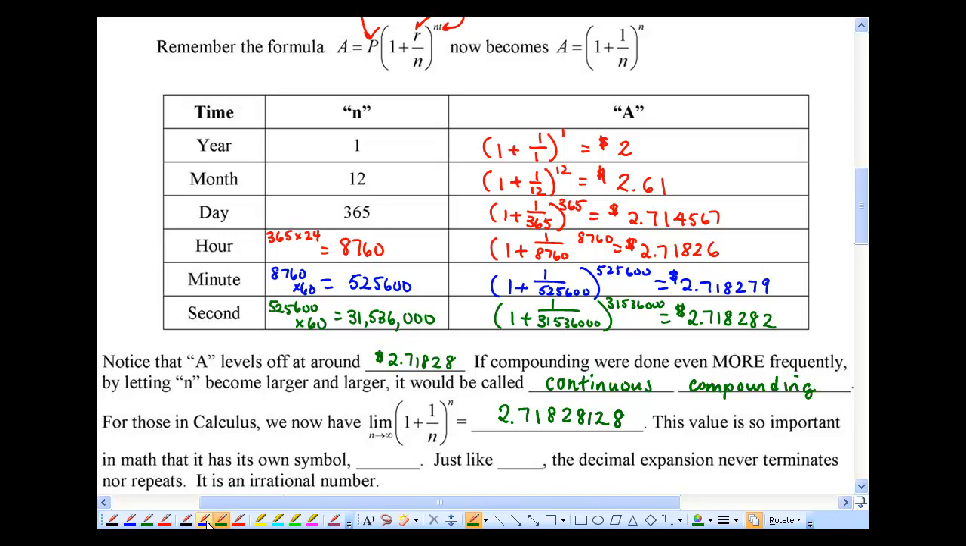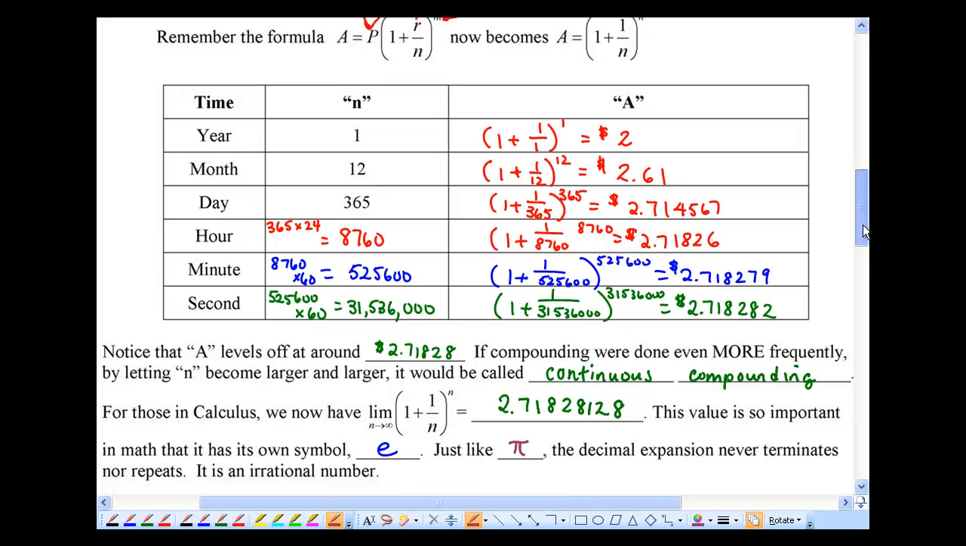And this value is so important in math that it actually has its own symbol. It's called the letter e. And there's another symbol that we learned before, kind of like pi. So e is very closely related to pi because both of these decimal expansions never terminate nor repeat. And we call these numbers irrational.